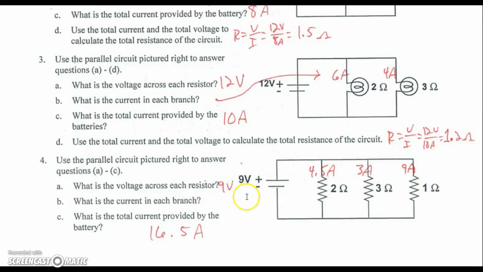So what's the current in each branch? Well, I can apply Ohm's law. 9 volts divided by 2 ohms is 4.5 amps. 9 volts divided by 3 ohms is 3 amps. And 9 volts divided by 1 ohm is 9 amps. What is the total current? Well, I can add these up. So 9 plus 3 plus 4.5 is 16.5 total amps of current.